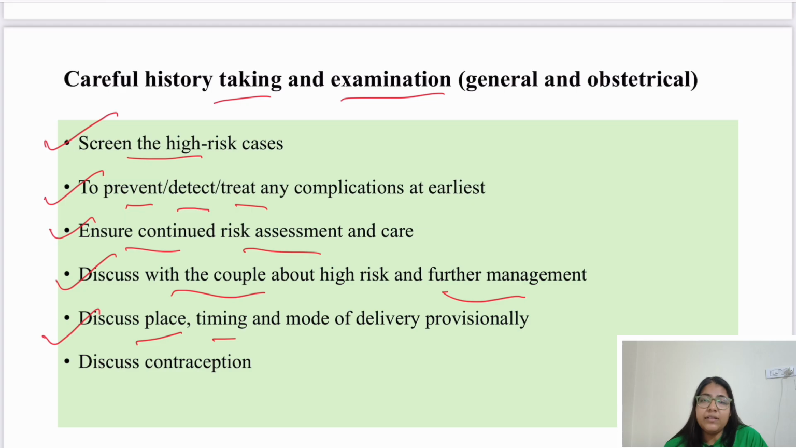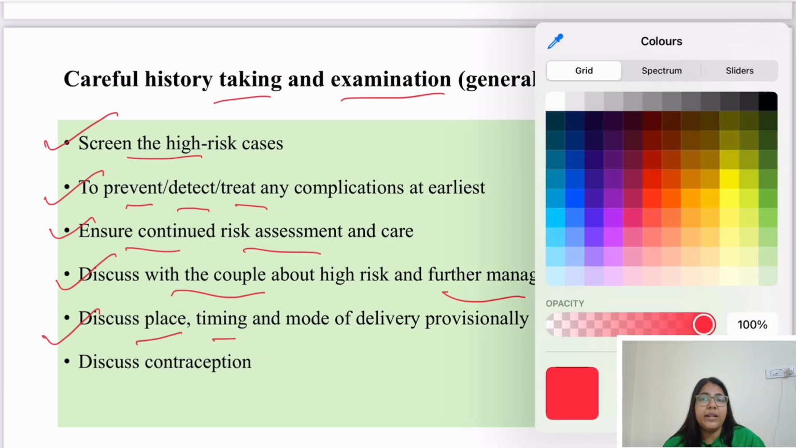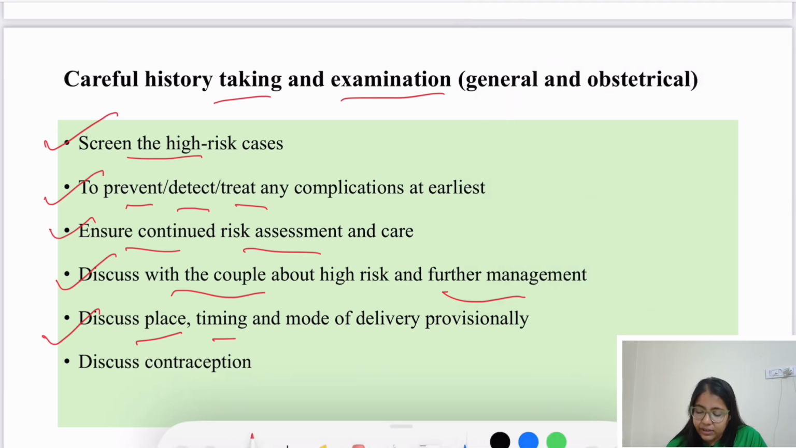Place is very important. Some high risk cases need to be managed in a tertiary care hospital. You cannot manage them in a PHC or a CHC, because most of the time in those high risk cases we may need a blood bank, anesthetist, neonatal ICU, ICU for the mother, ventilator setting. We might need one or more of these in many high risk cases, and that is how we decide where to deliver these patients.